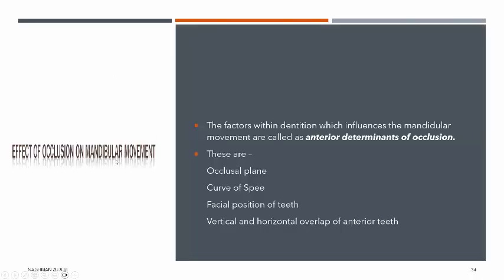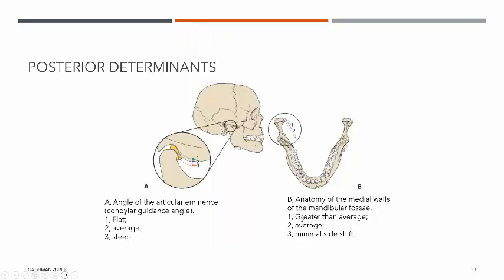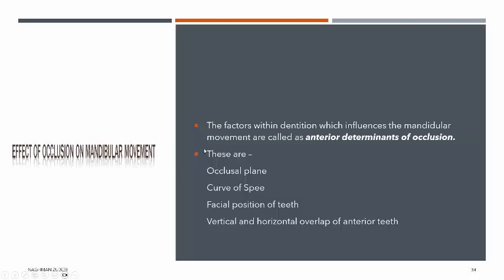Effect of occlusion on mandibular movement. Keep one thing in mind: when there will be greater than average immediate side shift, then the cusps are going to be of shorter size, and definitely the fossae are going to be shallower. But if it is minimal, then we can give them taller cusps and deeper fossae.